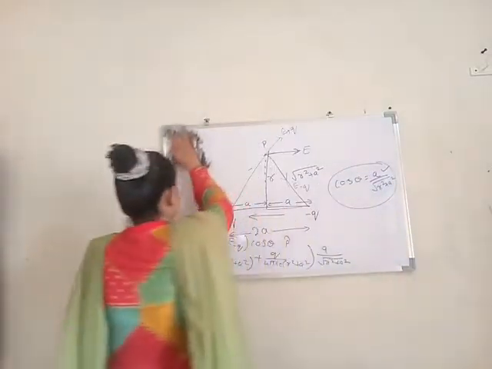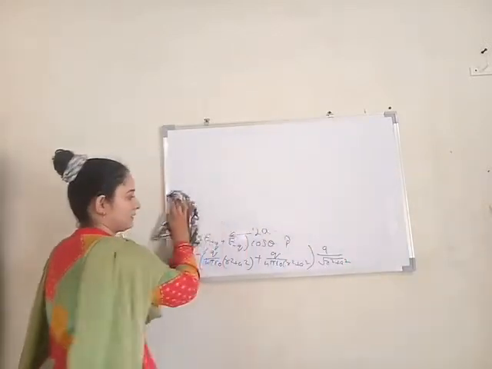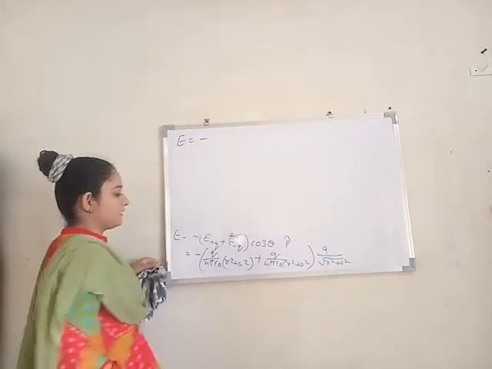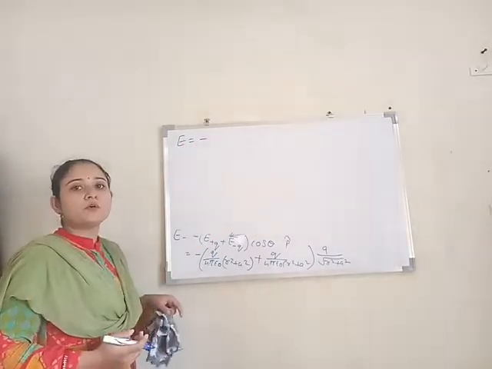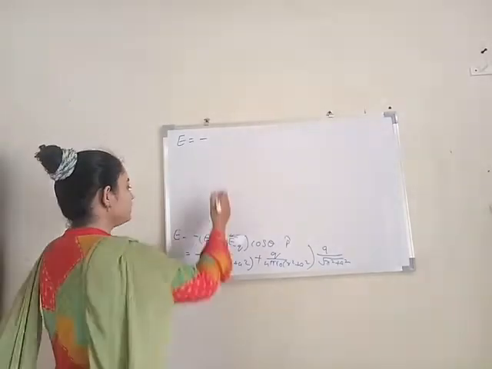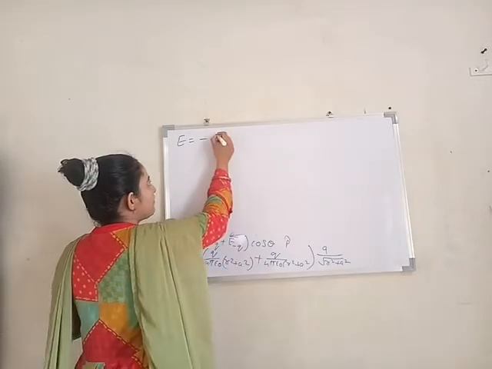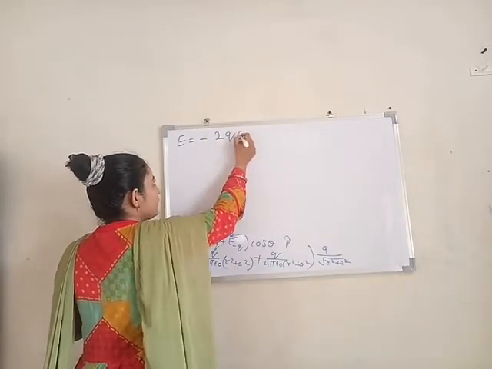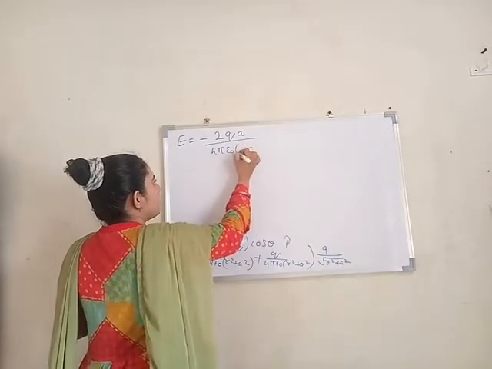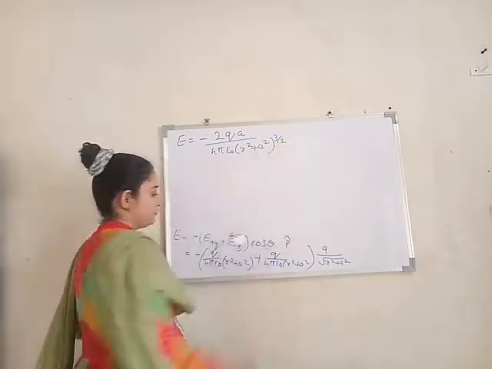Now E will be equal to minus. We will take q upon 4 pi epsilon 0 into r square plus a square as common. So we got 2 a, minus 2qa upon 4 pi epsilon 0 into r square plus a square raised to the power 3 by 2.